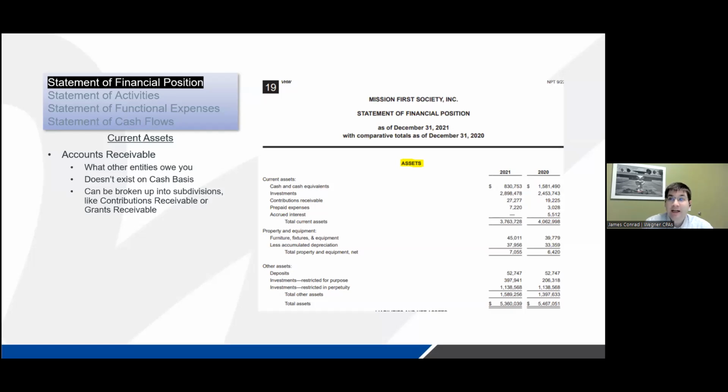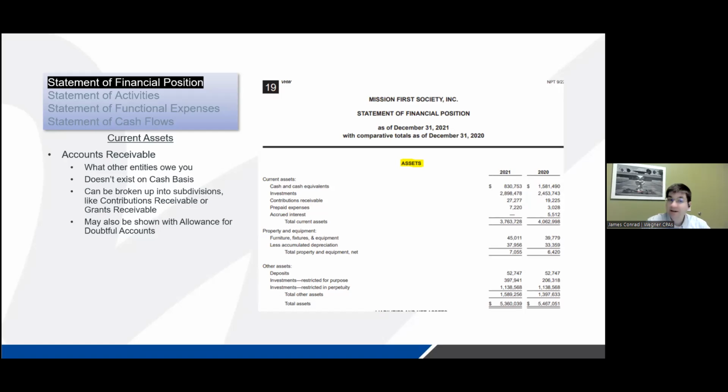So you're not going to see accounts receivable on the cash basis. Frequently, if you have a diverse enough set of business operations, you can have different subdivisions of accounts receivable. You'll have contributions receivable, grants receivable. Often I'll see accounts receivable for fee for service or program services. It helps delineate the different types of operations that your company would have.